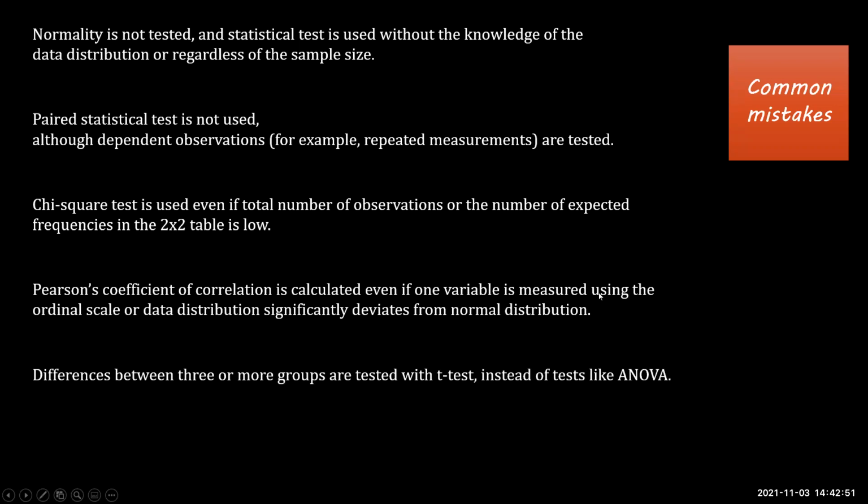And differences between 3 or more groups are tested with t-tests. I see this commonly, people doing multiple t-tests between different groups. If they have 5 groups, they will do, like, 20 t-tests. That's not the way to go. As I showed you in the first article, you do an ANOVA and then do a post-hoc multiple comparison test.